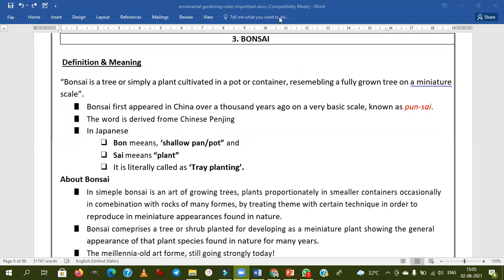Good morning, guys. Today we will discuss bonsai.